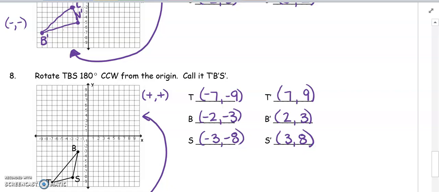So let's go ahead and plot. T prime is 7, 9. B prime is 2, 3. And S prime is 3, 8. And I can go ahead and connect those dots. So those were our rotations. Keep in mind, a rotation will preserve congruency. However, orientation is not preserved.